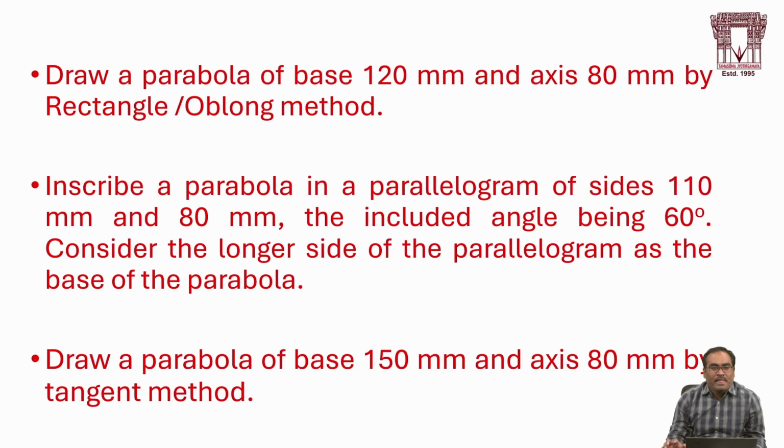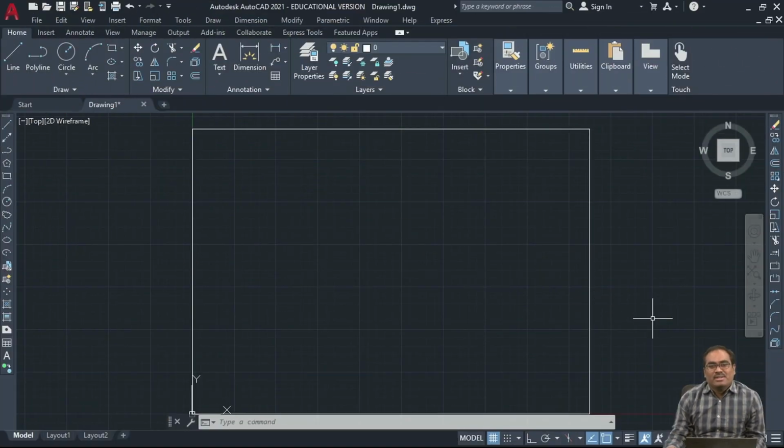First problem: draw a parabola of base 120 mm and axis 80 mm by the rectangular oblong method. First we have to construct a rectangular oblong using 120 mm base and 80 mm side. Now I will go to the AutoCAD window. Yes, this is the AutoCAD window. First of all, I have to construct a rectangle of 120 by 80 mm.